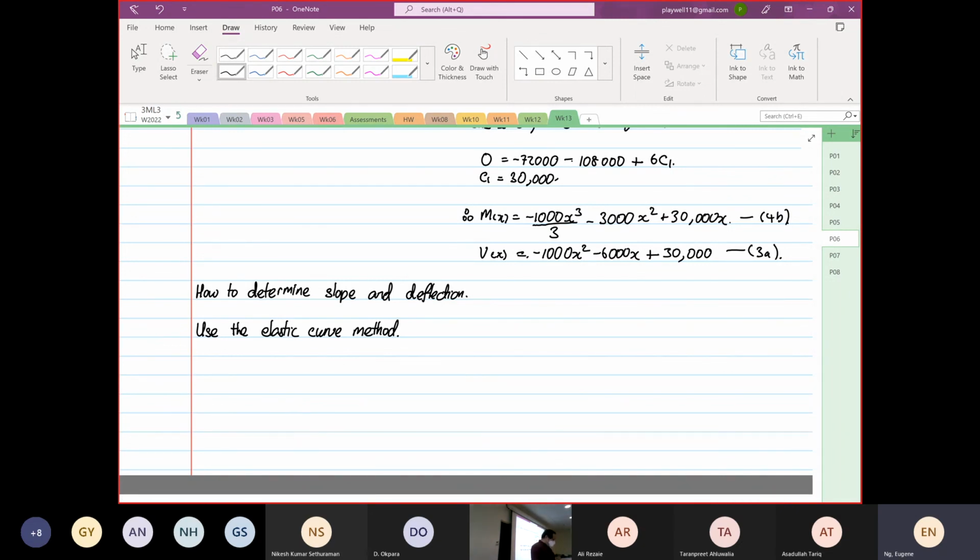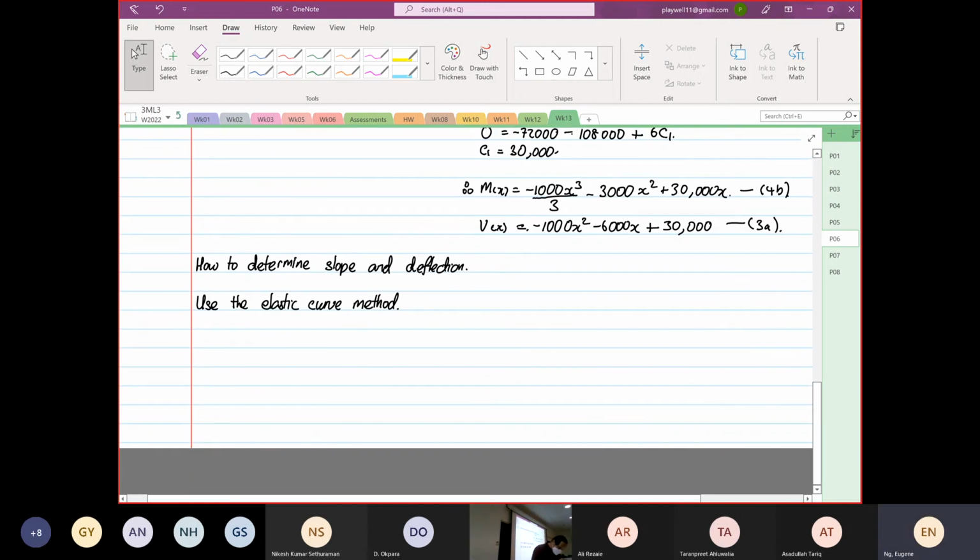So what do I mean by we are going to use the elastic curve method? As I said, I'm not going to derive the formula. I only want you to look at this equation: EI d squared y over dx squared is equal to M as a function of x. This is what we mean by we will apply the elastic curve method.